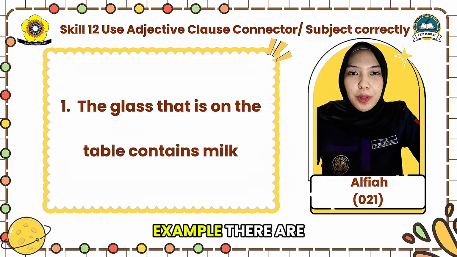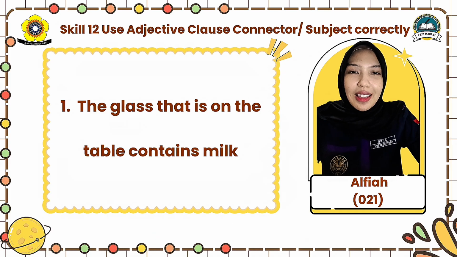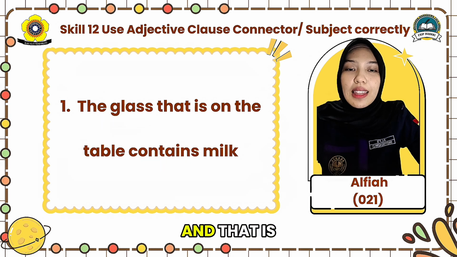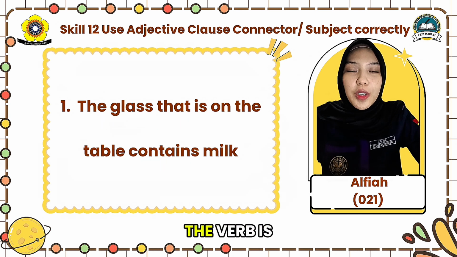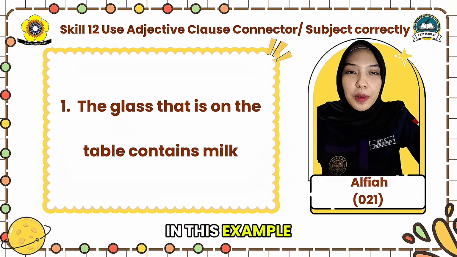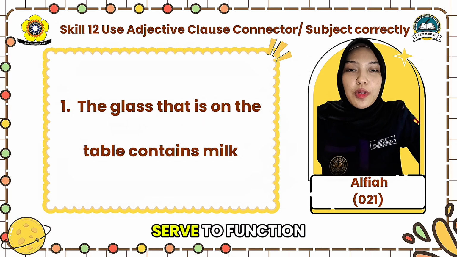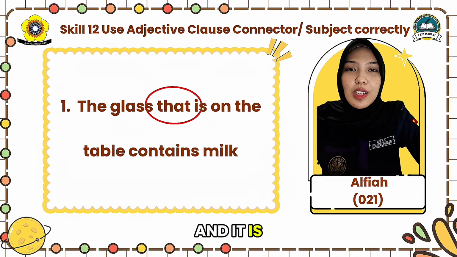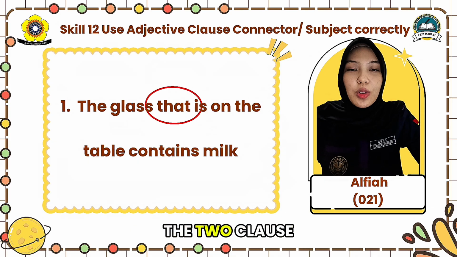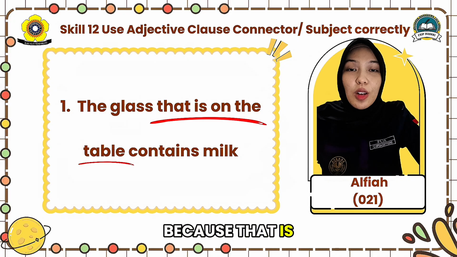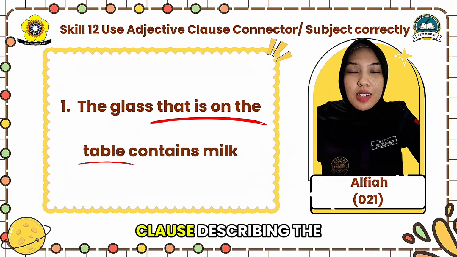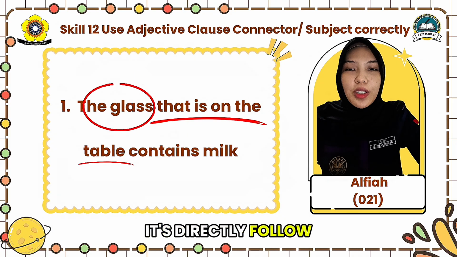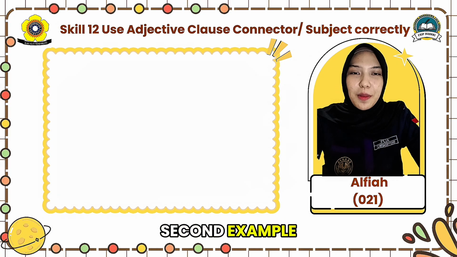In the first example, there are two clauses. Glass is the subject of the verb contains, and that is the subject of the verb is. In this example, that also serves two functions. It is the subject of the verb is, and it is the connector that joins the two clauses. That is on the table is the adjective clause describing the noun glass. It directly follows glass.